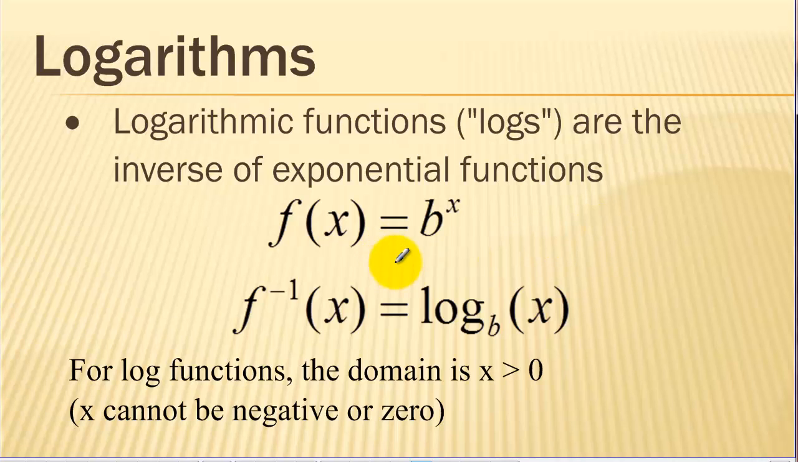So if we were trying to undo, say, x squared, remember we take the square root of both sides of the equation. If we're trying to undo x to the fourth, we would take the fourth root of both sides. So taking the square root or the nth root is the inverse operation of squaring or raising to the nth power. So in this case, when we have an exponential function, if we are trying to solve for x, we will be taking the log of both sides of the equation.